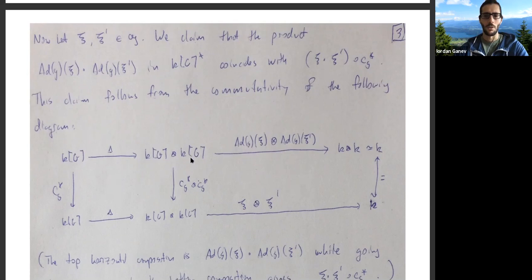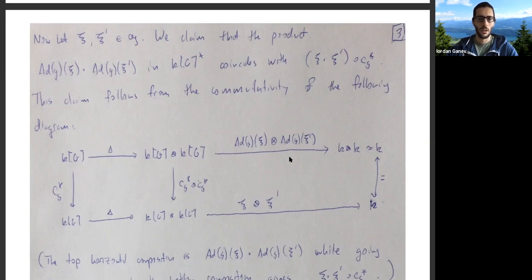So here in this top arrow, we're applying the image under the adjoint action of g of xi in the first factor, and the image under the adjoint action of g applied to xi prime in the second factor. But by definition, the adjoint action first precomposes by CG star, and then applies xi or xi prime, as the case may be. And so that's why this right diagram commutes. It's nothing more than the definition of the adjoint action.